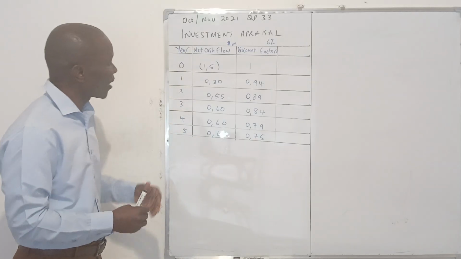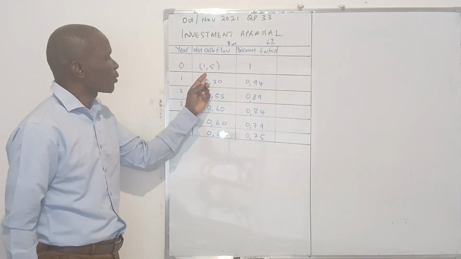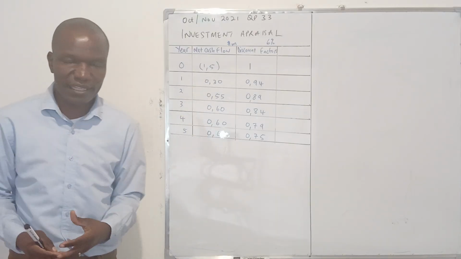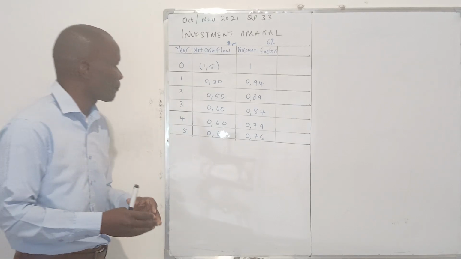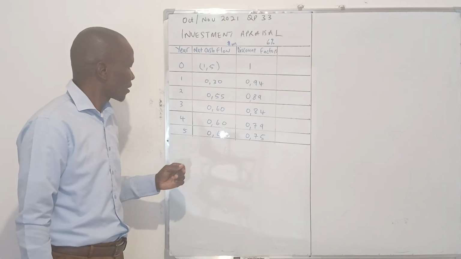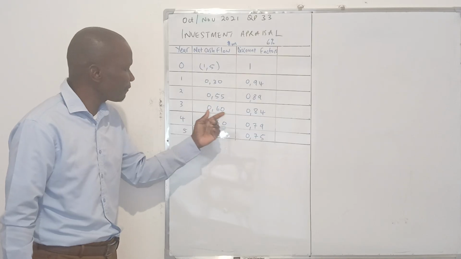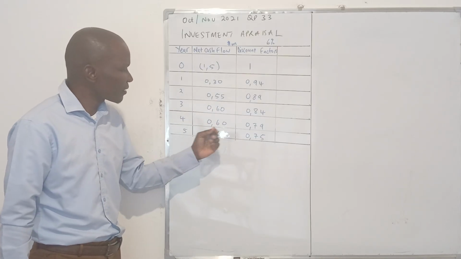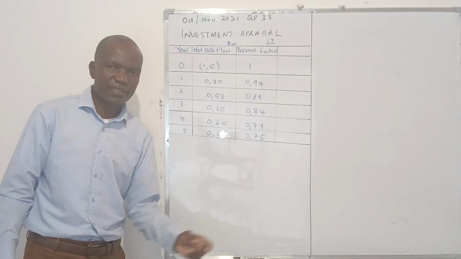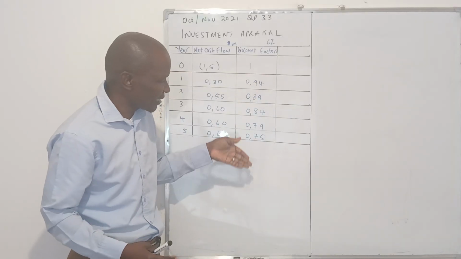If you look at this question, you can see that the project is showing us that in year 0, it's going to be taking out 1.5 million. It's in brackets, so this is money going out of the business. The project is going to cost us 1.5 million, but in year 1, it's going to bring us 0.30, which is 300,000. In year 2, it's going to bring us 0.55. In year 3, 0.60. In year 4, 0.60. In year 5, 0.60.